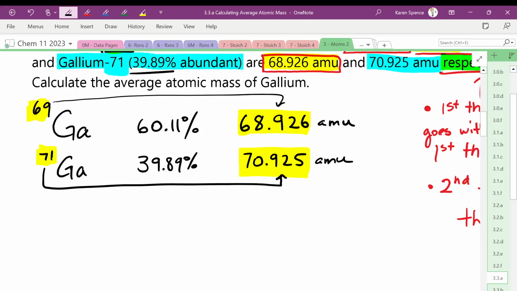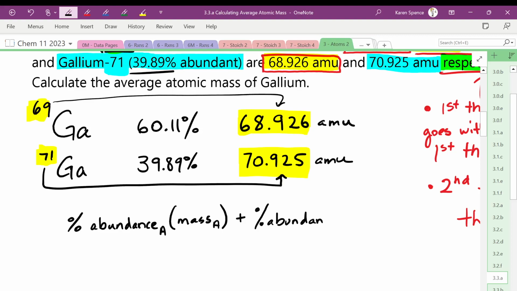Now, what we do is we take the percent abundance of isotope A times the mass of isotope A. And then we add it to the percent abundance of isotope B times the mass of isotope B.